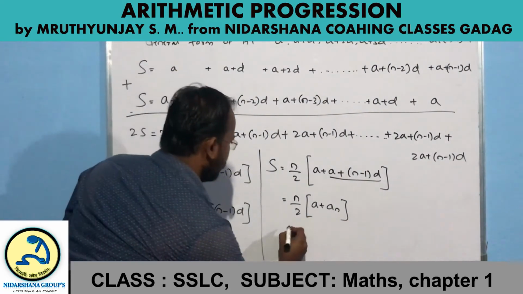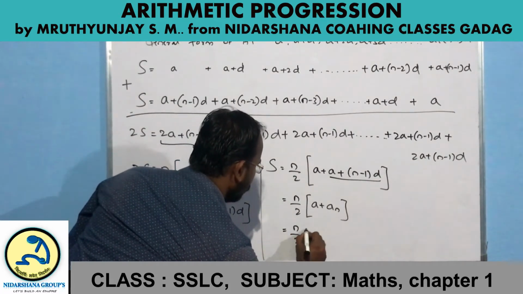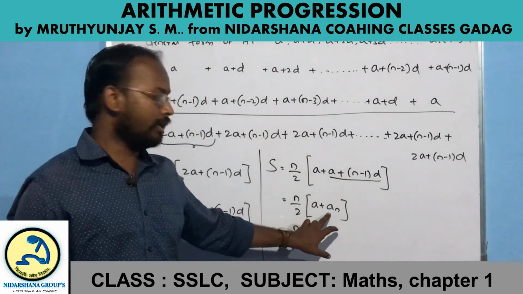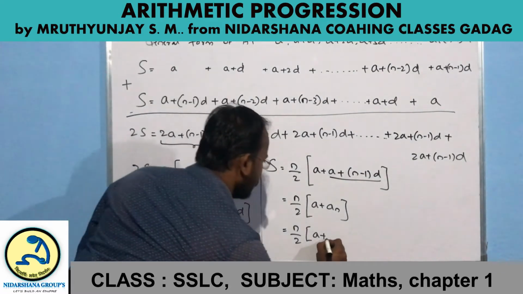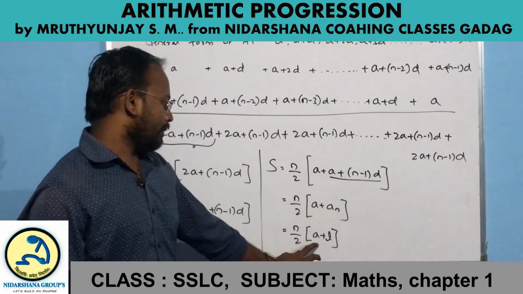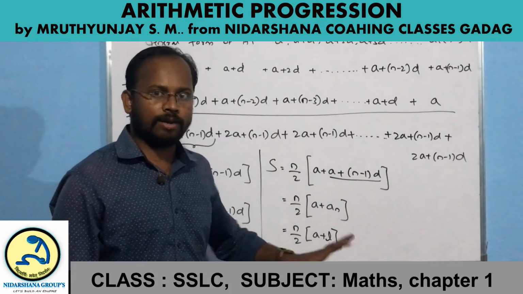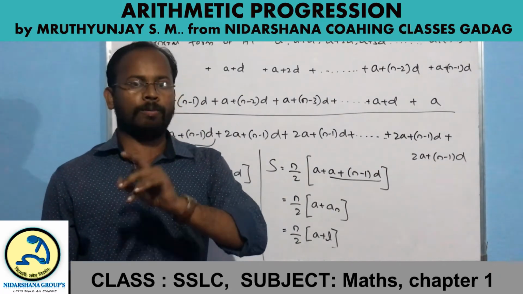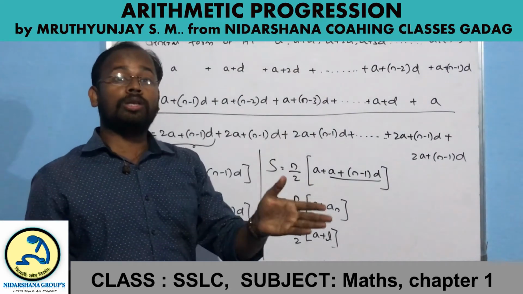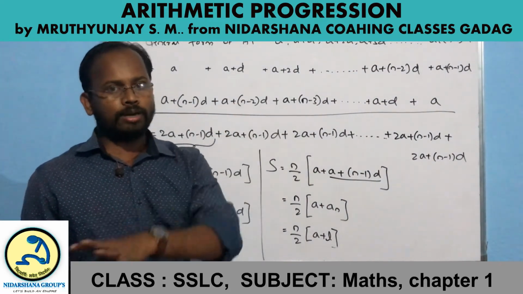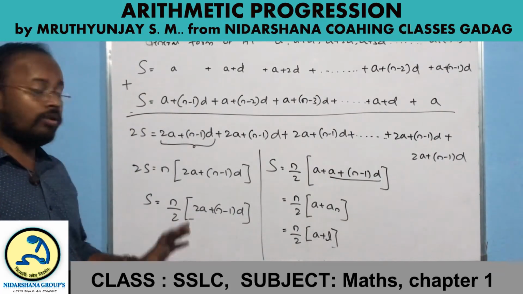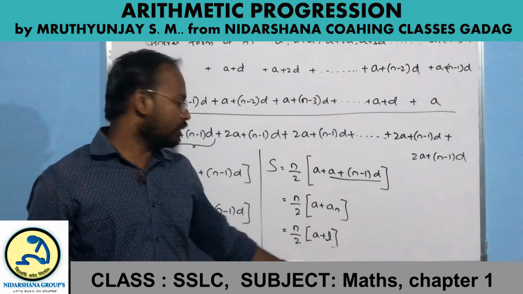Okay, so otherwise we can write it as n divided by 2 into a plus, instead of an, if an is the last term, we can write l. So it becomes n divided by 2 into first term plus last term. So if you come across any problem in which they ask the sum of first n terms of the arithmetic progression, and we know a and d, that means the first term and the common difference, then we can go for the first formula. If you know the first term and last term of the arithmetic progression, then we can go for this formula.